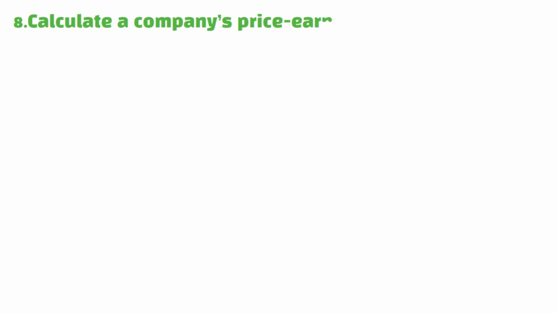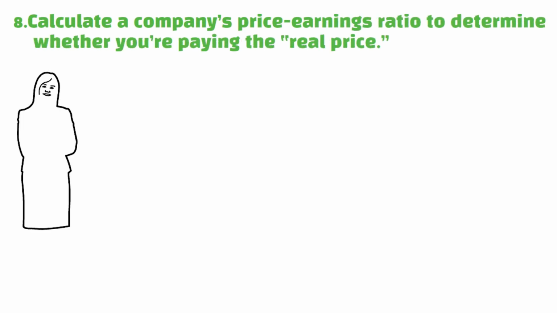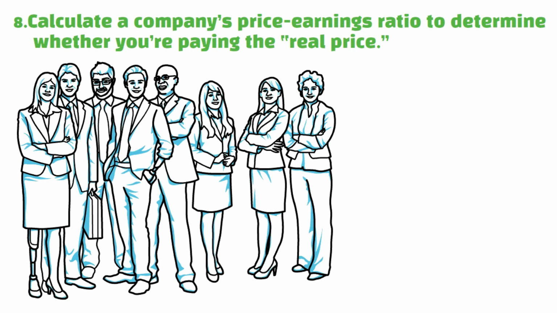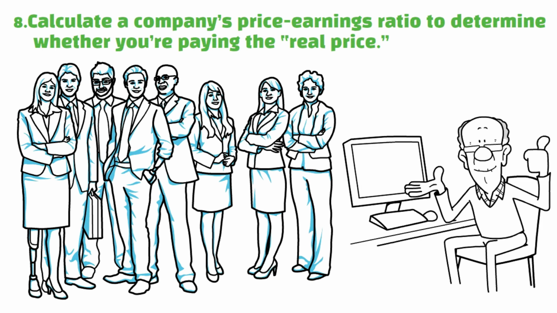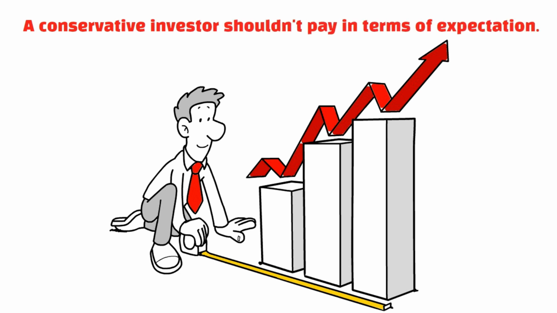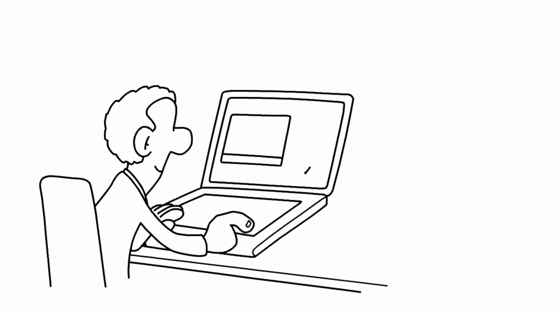Number 8. Calculate a company's price-earnings ratio to determine whether you're paying the real price. A company can be incorrectly valued based on the whims of the investment crowd. Indeed, a company can be worth more for a risky investor than for a conservative one. A risky investor might value a stock higher if a company is expected to grow rapidly, but this fact does not help the conservative investor. A conservative investor shouldn't pay in terms of expectation. Instead, a conservative investor pays the real price of a stock.